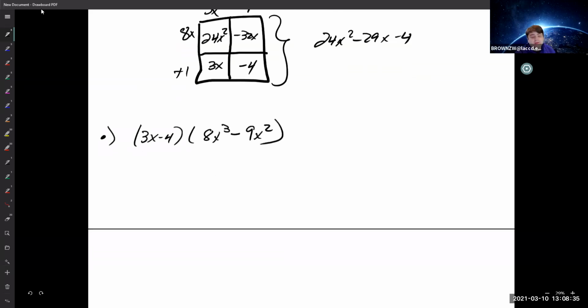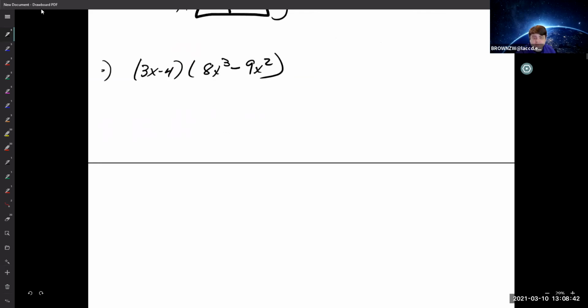Okay, so just once again, I'm going to tend to use FOIL the most just because that's what I'm the most familiar with. It's not me saying that it's better than the other ones. So working that out, that's going to give me 3x times 8x cubed. It's going to be 24x to the, remembering there's a power here, so 1 plus 3 is x to the 4th. Outside term here, 3x times negative 9x squared. It's going to give me negative 27x cubed.